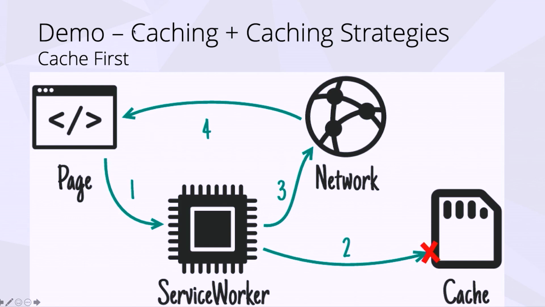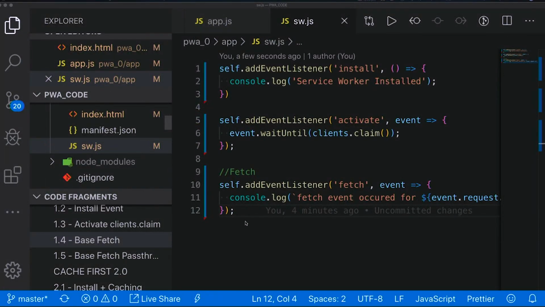Essentially, it is what it sounds like. When your page makes a request to the service worker, the service worker will hit up the cache first. If that fails, it'll then go to the network and come back. But if the cache has the file you're looking for, it'll just go straight back to the page. So let's do that.